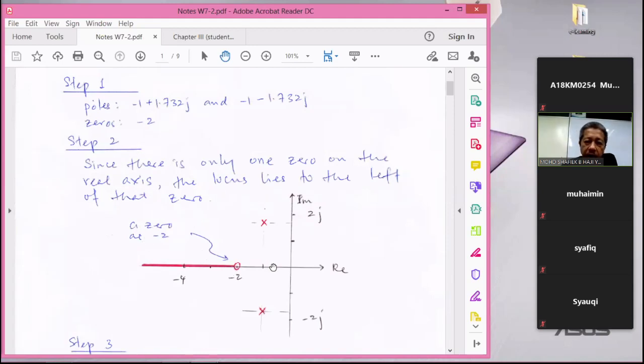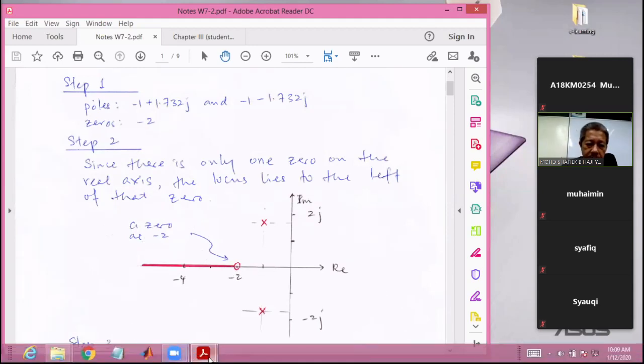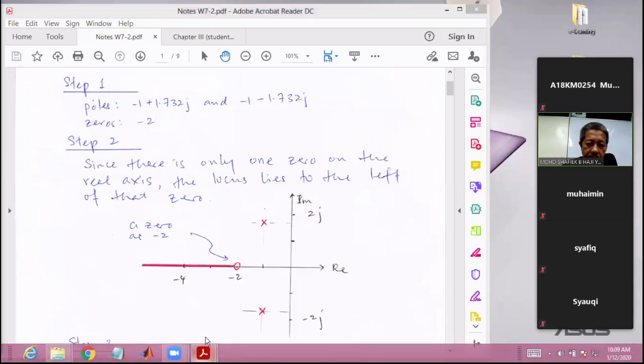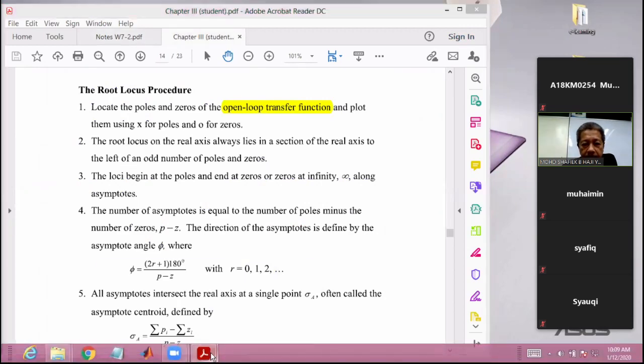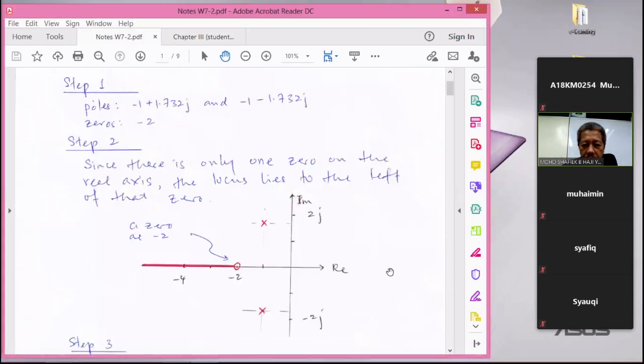And then on the real axis, there is a locus to the left of an odd number of poles and zeros. Now, just pay attention to the real axis only. You only have 1 zero, and there's no pole on the real axis. So there is the first zero, meaning that there's an odd number of poles and zeros. To the left of that, you're going to have locus.